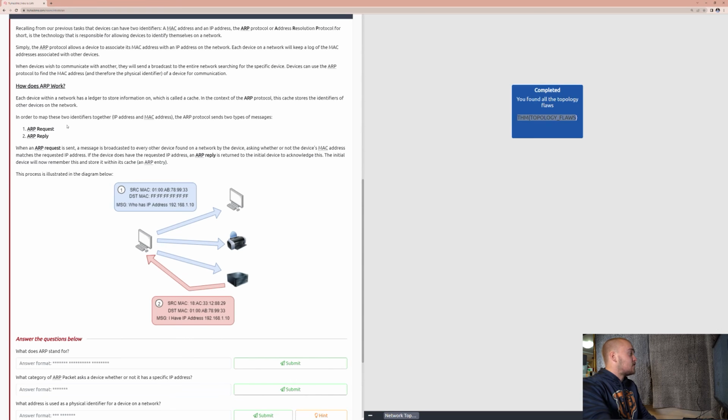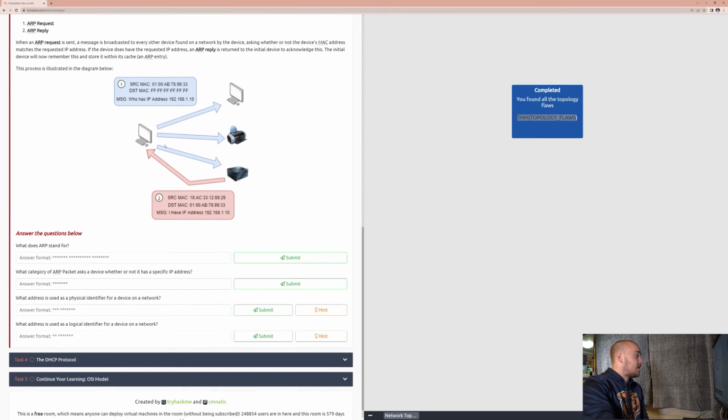In order to map these two identifiers together, IP address and MAC address, the ARP protocol sends two types of messages, an ARP request and an ARP reply. When an ARP request is sent, a message is broadcast to every other device found on a network by the device, asking whether or not the device's MAC address matches the requested IP address. If the device does have the requested IP address, an ARP reply is returned to the initial device to acknowledge this. The initial device will now remember this and store it within its cache, an ARP entry. This process is illustrated in the diagram below.